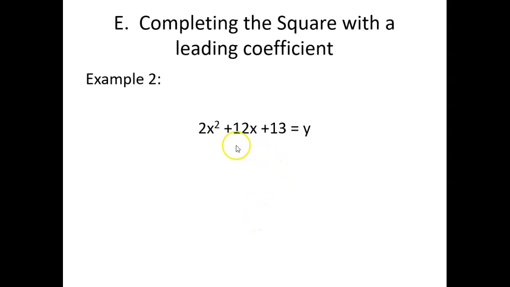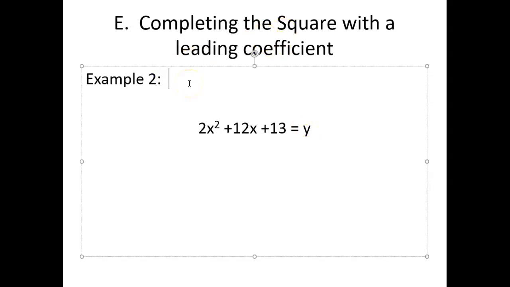So our goal here is to change this into, what is it? Matter of fact, I should have put the instructions in here. I'm going to put change to vertex form. So that is our goal for this problem. Change it into vertex form. Okay, so I'm going to label these really quick. This is the A, this is the B, and this is the C.